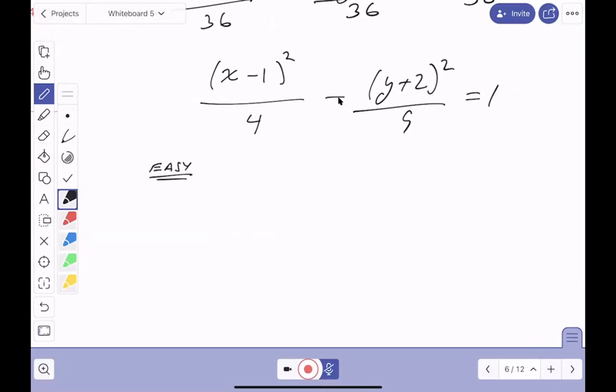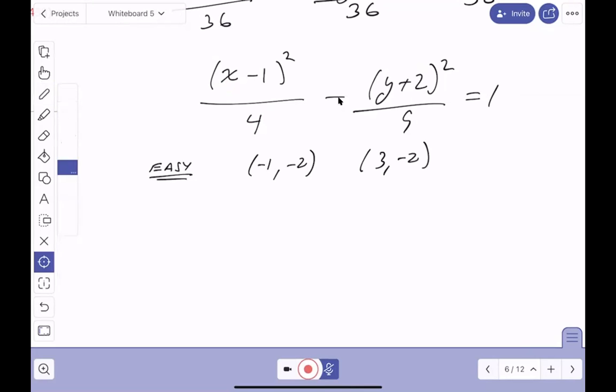The way to do that, I would select y to be minus 2. Someone says, why are you doing that? To make this disappear. What would you be left with? x minus 1 squared over 4 would have to equal 1. Well, what number would give that? There are actually 2 numbers that would do that. One of the numbers is minus 1, and the other number would be 3.